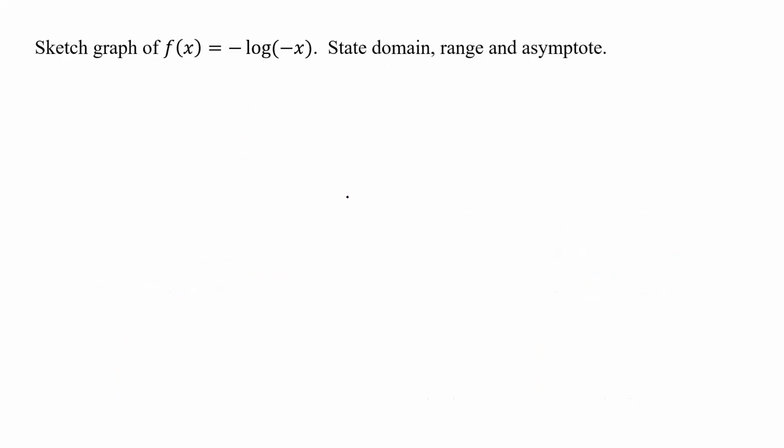And so here it says just state domain, range, and asymptote, and it doesn't say sketch your parent graph. But what is our parent graph? Well, our parent graph is log. Now, if we put that in, that's log base 10 of x. Okay. So what are our two critical points? 1, 0, and 10, 1. And so those are our start points.